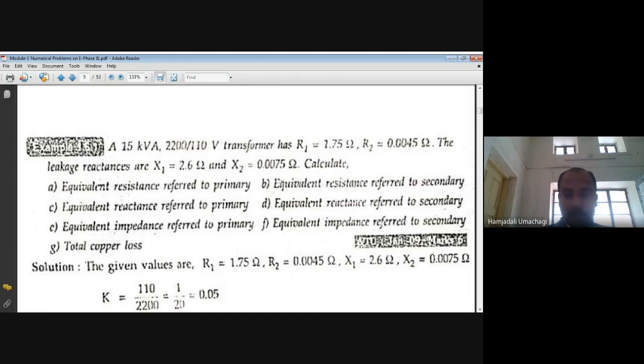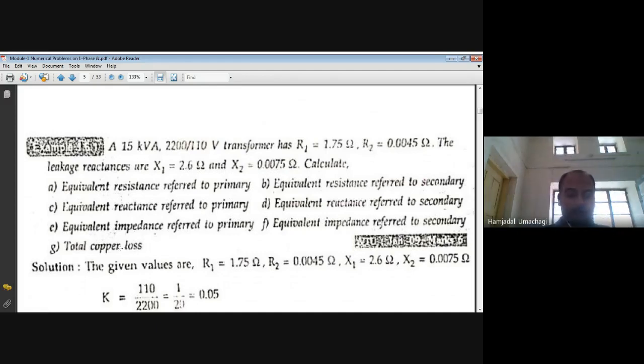Third one, equivalent reactance referred to primary. Fourth one, equivalent reactance referred to secondary. Fifth one, equivalent impedance referred to primary. Next, sixth one, equivalent impedance referred to secondary. Then finally, you should calculate the total copper loss.